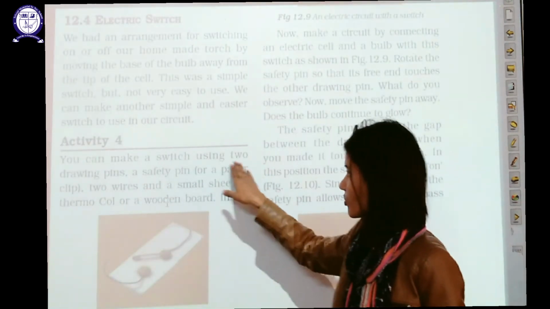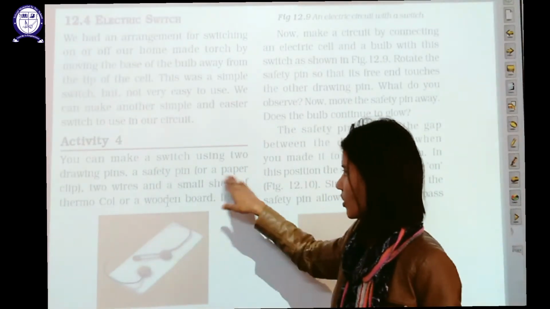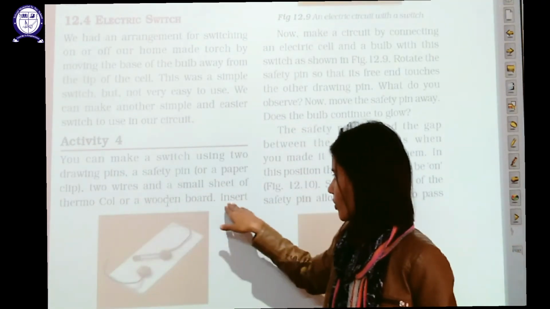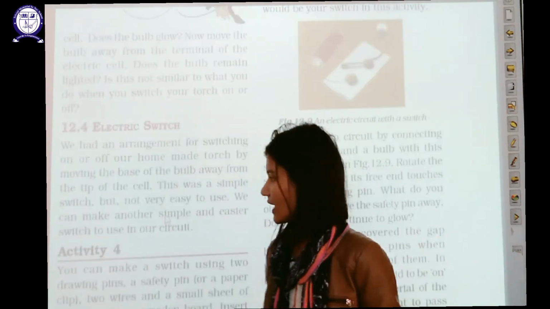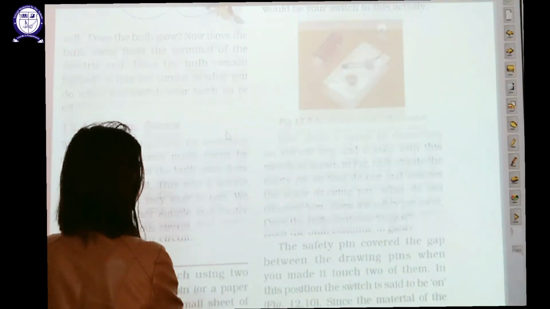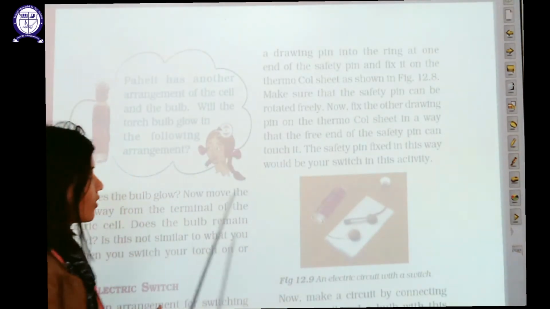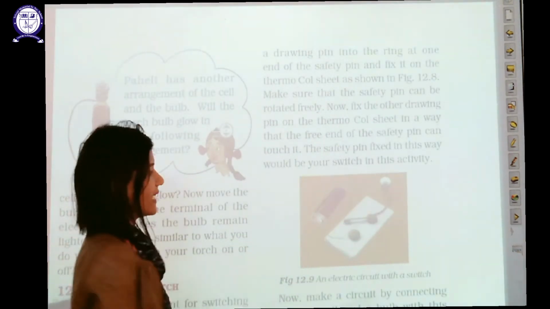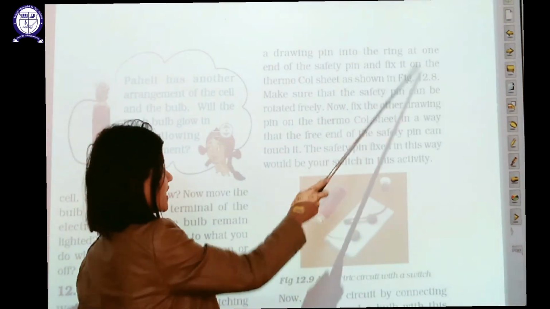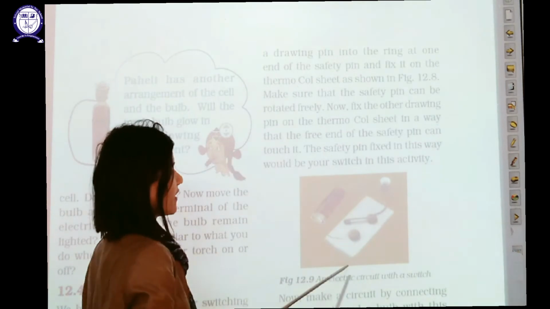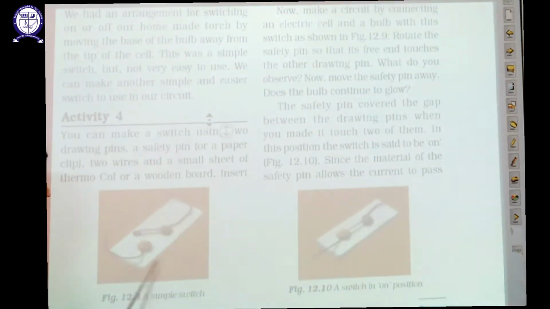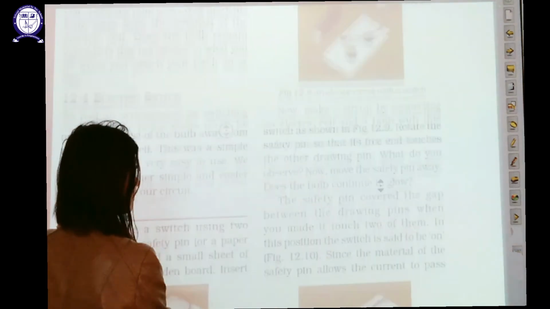You can make a switch using two drawing pins, a safety pin or a paper clip, two wires and a small sheet of thermocol or a wooden board. Now you have to insert a drawing pin to the ring of one end of the safety pin. That safety pin will act as your switch. Fix it to the thermocol sheet as shown in diagram 12.8. Like that diagram, you have to arrange the entire thing.